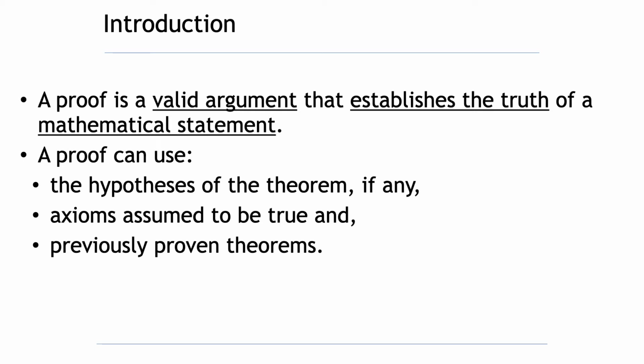Notice that from previous videos, we already know what is a valid argument. We also know what is the truth value of the mathematical statement. If you didn't watch those videos, I'm going to leave the link below, so please watch them before you move forward with this topic. A proof can use the hypothesis of a theorem, if there is any. It can also use axioms assumed to be true and previously proven theorems. Using these ingredients and rules of inference, the final step of the proof establishes the truth of the statement being proved.